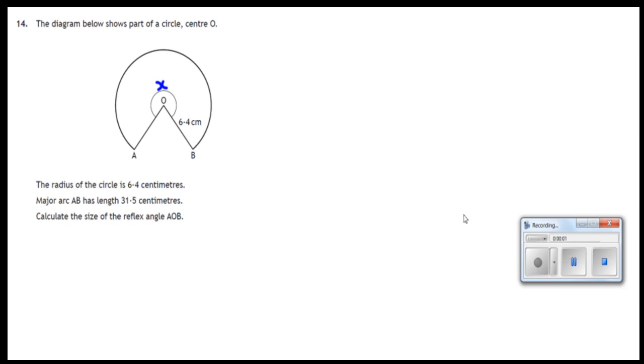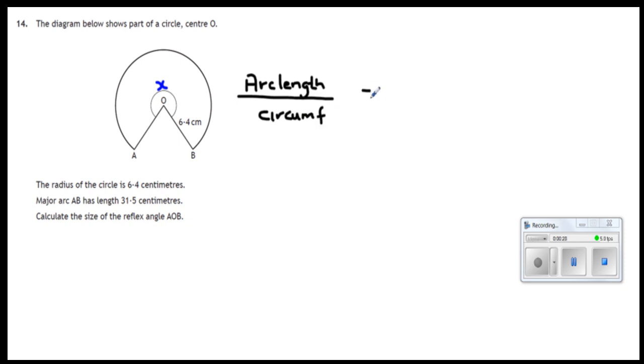In a previous recording, to work out the angle in the middle of this, I used arc length equal to x divided by 360 times pi times d. Now there is another way that you can do this, so your teacher might have shown you this way, and it's a ratio. You can do it as arc length divided by the circumference of the circle is equal to x divided by 360.